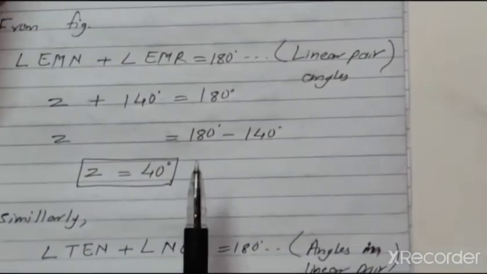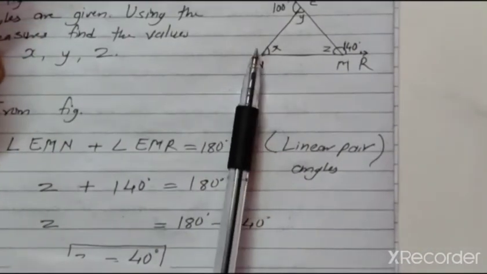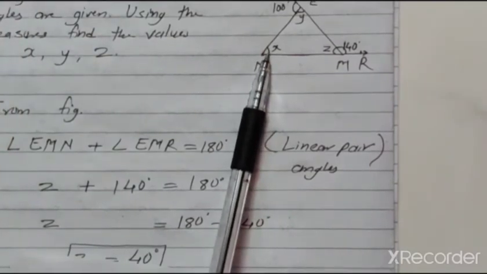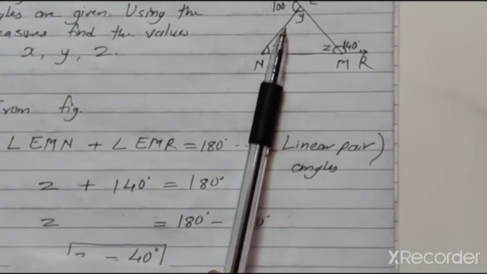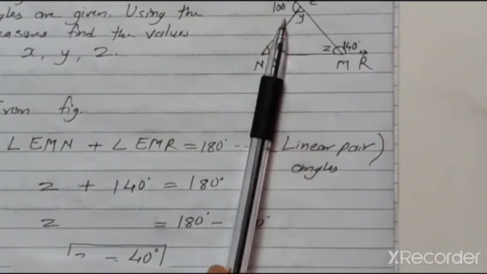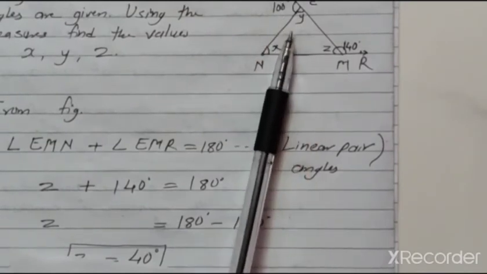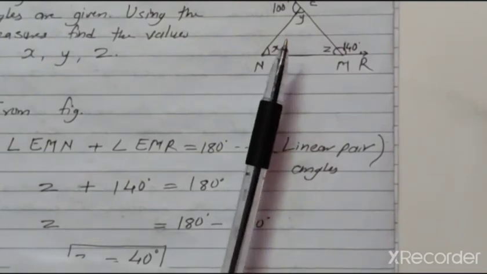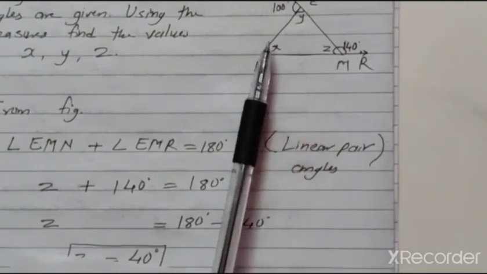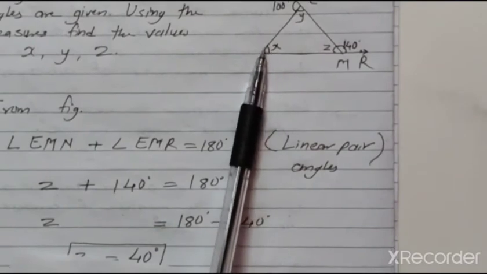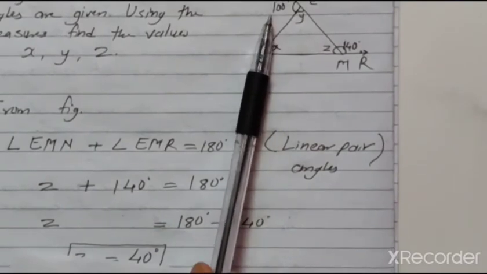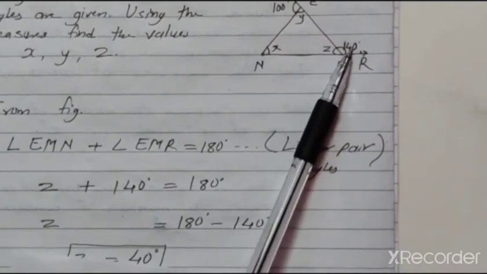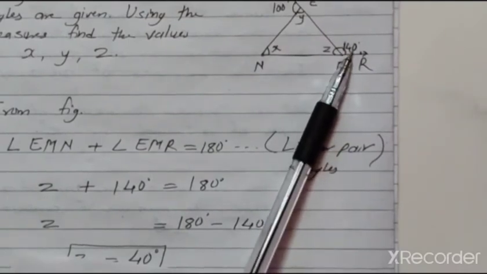Now we have to find the value of x. We can find this value by using two methods. The first method is by adding all three angles of this triangle. We will get the addition as 180 degree. Otherwise, by using the remote interior angle theorem, we can find the value of x. Now here you can use 100 degree, that is this angle, otherwise this angle also. I am using this 140 angle.